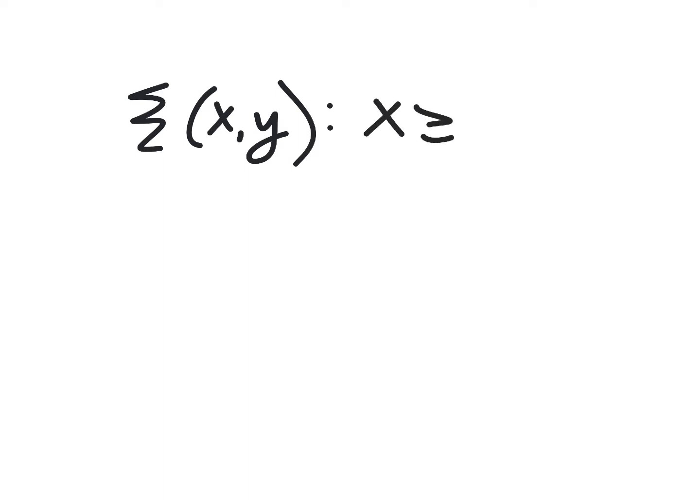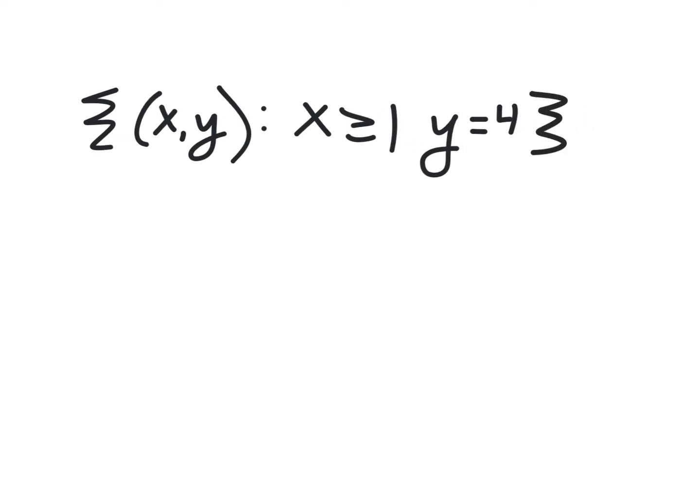Here's a kind that's a little more complicated. Set builder: x comma y, such that x is greater than or equal to 1, and y is 4. And if I didn't say anything, it would imply intersect. I'm just going to say intersect. Okay, graph that for me. I'll pause for a second.